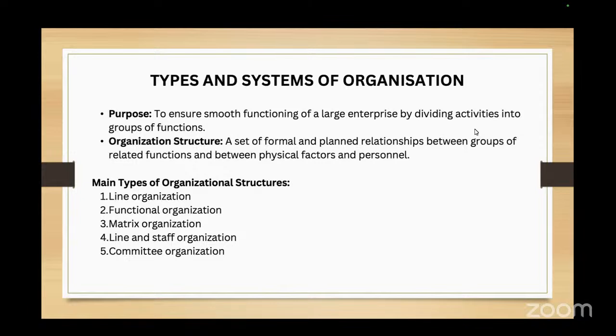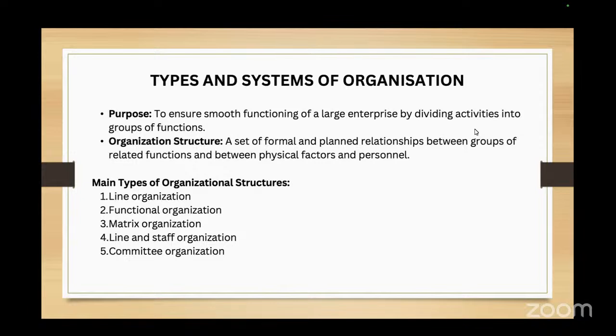There are five main kinds of organizational structures. They are line organization, functional organization, matrix organization, line and staff organization, and committee organization. Line organization. This is the simplest and oldest type of structure, often used in the military. In a line organization, authority flows from top, like the boss or manager, to the bottom, to the workers. Each person is responsible for passing down orders to the next person below them in a clear chain, making it easy to understand who reports to whom.